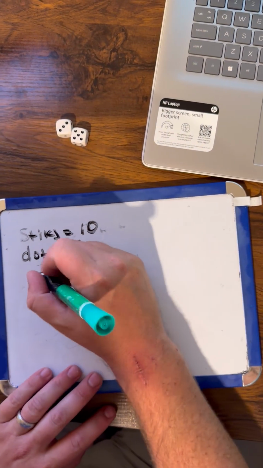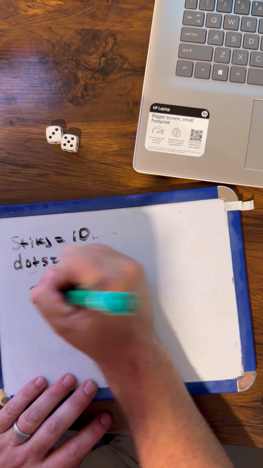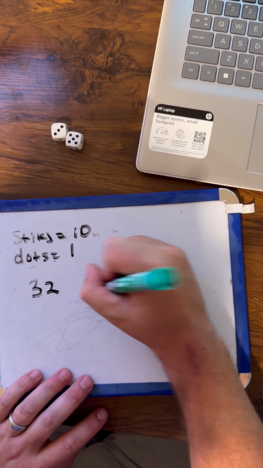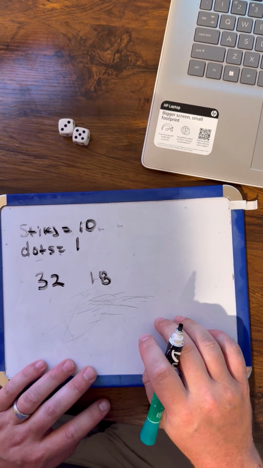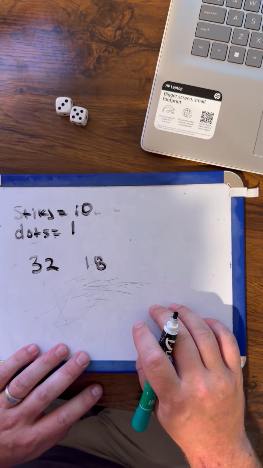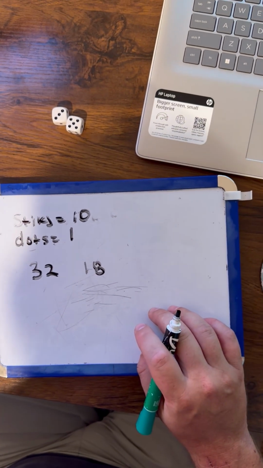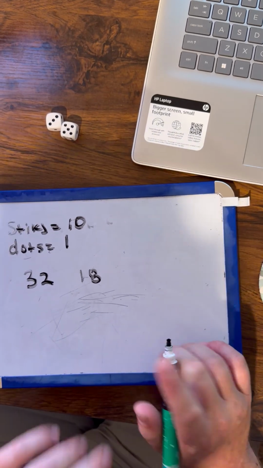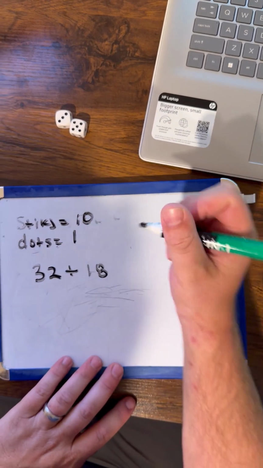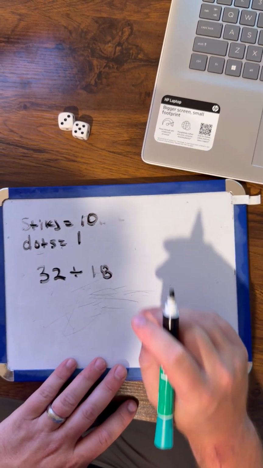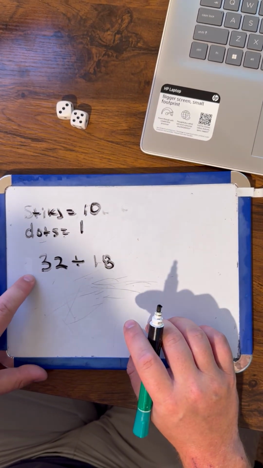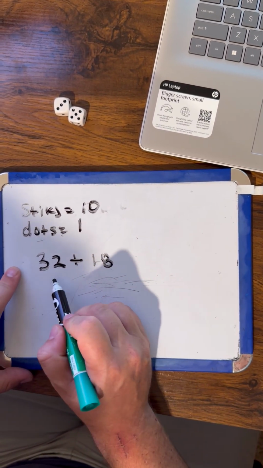Jake has 32 toy cars. His friend gives him 18 more. How many toy cars does Jake have altogether? So if Jake's friend is giving him more cars, are we adding or are we subtracting? That's right, we're adding. So we know we have an addition problem. And now we're going to model these. So how many tens are in 32 in the tens place? How many tens do we have?